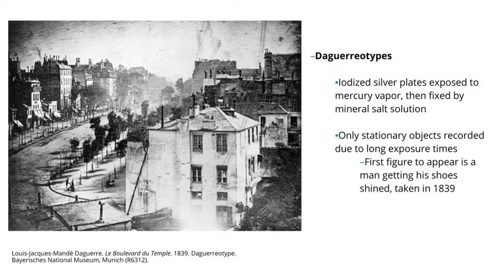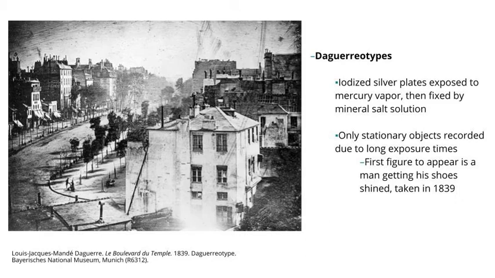Now, the most widely recognized first form of film printed photograph, instead of just tracing something from a camera obscura, is the daguerreotype. And this was invented by Louis-Jacques Mandé Daguerre, and that's why it's called the daguerreotype. And it was really the first type of camera that anyone else could get their hands on to use. So the way a daguerreotype works is it's an iodized silver plate that's exposed to mercury vapor, then fixed by a mineral salt solution. Here's an example of a daguerreotype from Daguerre himself.